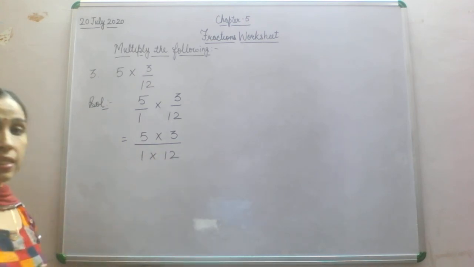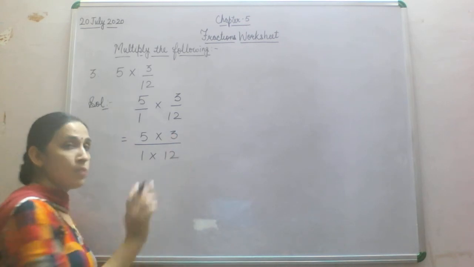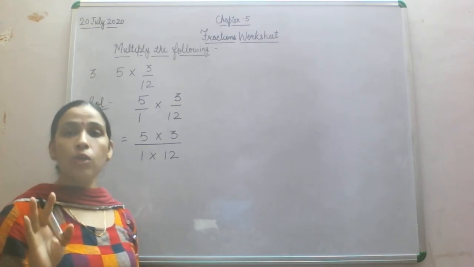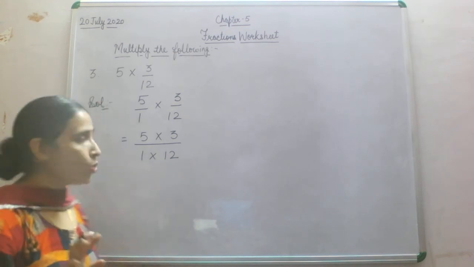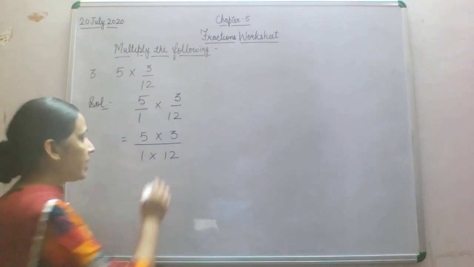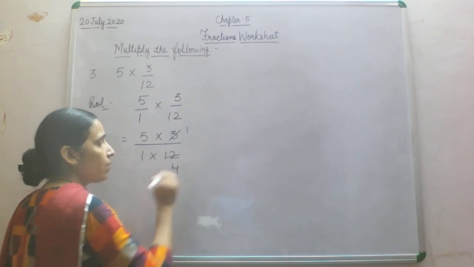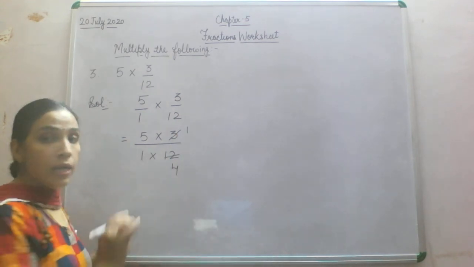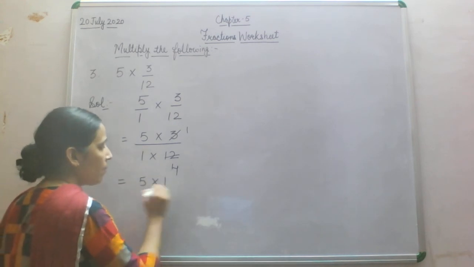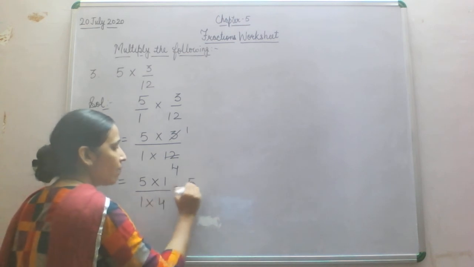Now as you can see in this second step, 3 and 12 come in the common table of 3. One of the factors of 12 is 3 also. So it means that 12 can be reduced by 3. So we can divide it by 3. 3 one time is 3 and 3 four times is 12. Fine. Now what is left here? You have been left with 5 multiplied by 1 and 1 multiplied by 4. So you will get 5 by 4.